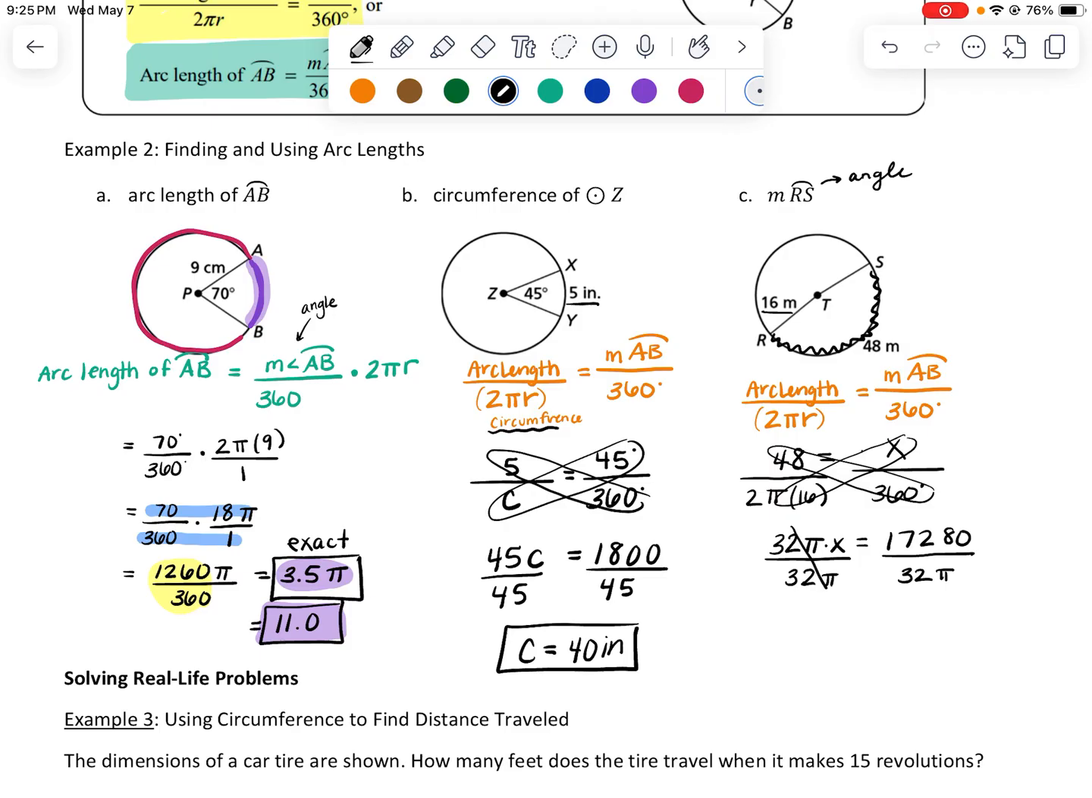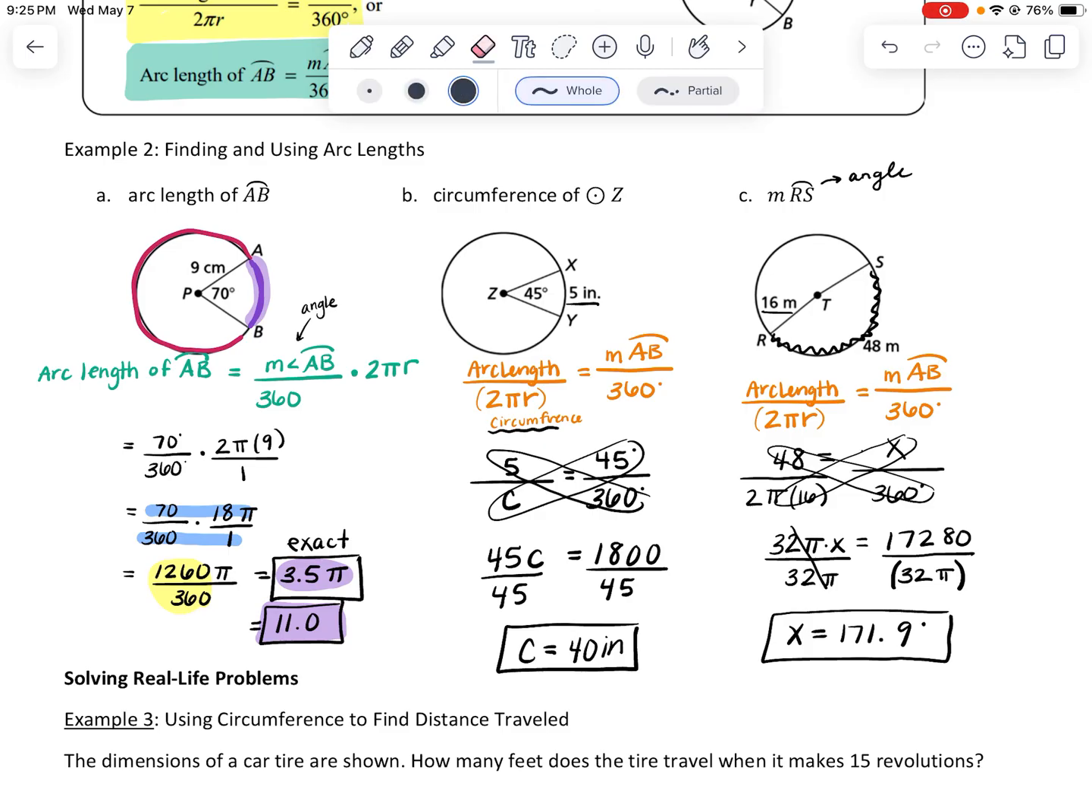Okay, and again, we're looking for degrees, so this is something we wouldn't leave in our calculator. And then again, anything in the bottom that's two things, you do need to group it. So 17,280 divided by the quantity, 32 pi. And so I get that this is 171.9 degrees. Okay, and if you look, you can tell, we're a little bit less than 180. Okay, so 171 does make logical sense.